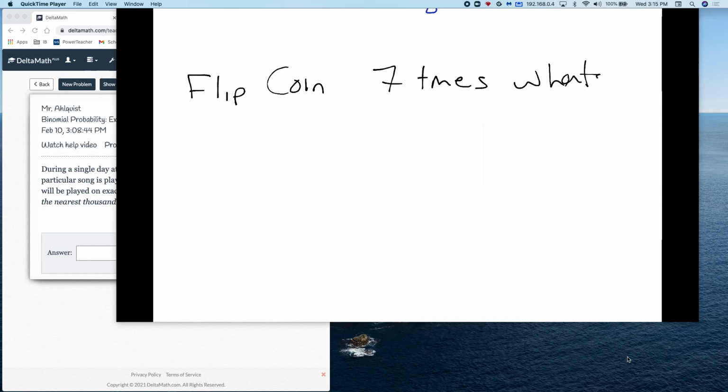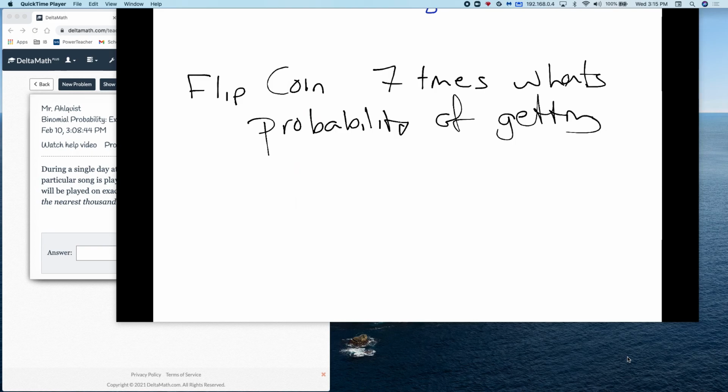What's the probability of getting 2 heads? Now, if we had to make a tree diagram for this, it would be a nightmare.